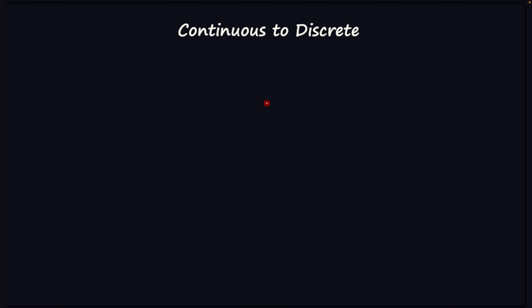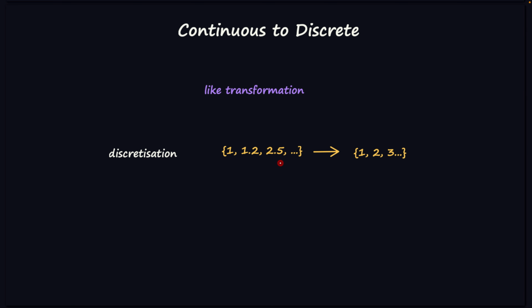The next and final technique that we are going to look at is converting continuous value to discrete value. So this will be useful in many scenarios. This is basically like a transformation, but what we are doing here is we are taking continuous values and converting them into discrete values by putting them into appropriate buckets. Here is an example for that.